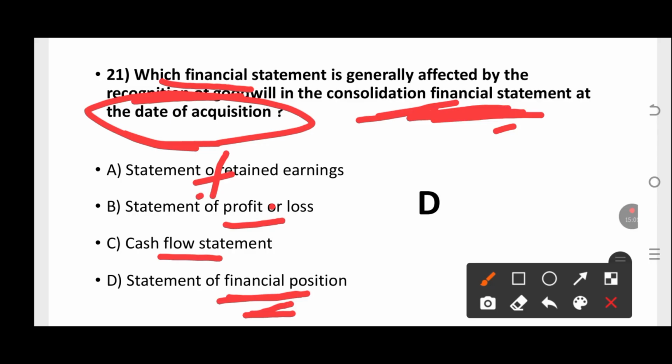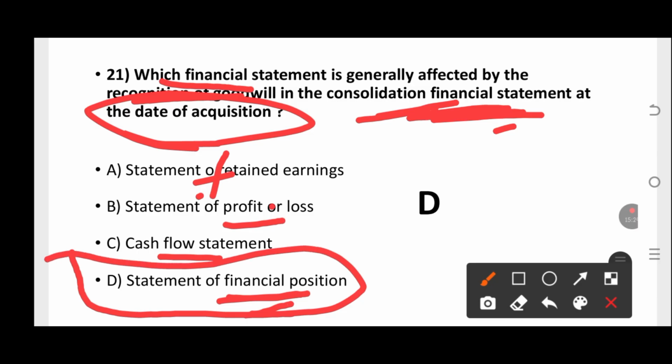Which financial statement is affected by the recognition of goodwill in the consolidated financial statements at the date of acquisition? The statement of financial position. So the statement of financial position is affected by recognition of goodwill in the consolidated financial statements at the date of acquisition.